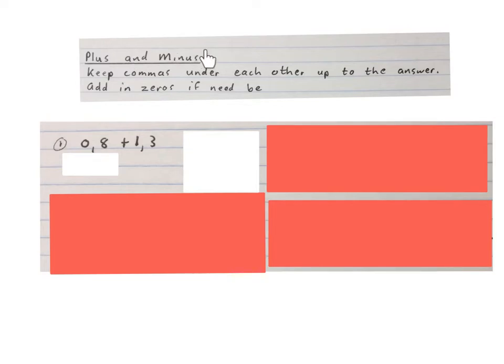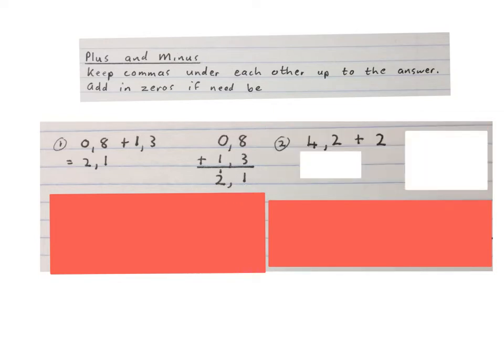First, we're going to do plus and minus. It says keep the commas underneath each other up to the answer, add in zeros if need be. So here we have 0.8 plus 1.3. Put them neatly underneath each other, keeping the commas underneath each other. Then we just add normally and put a comma in our answer underneath the other commas. 8 and 3 is 11, carry 1, 1 and 1 is 2. Final answer, 2.1.